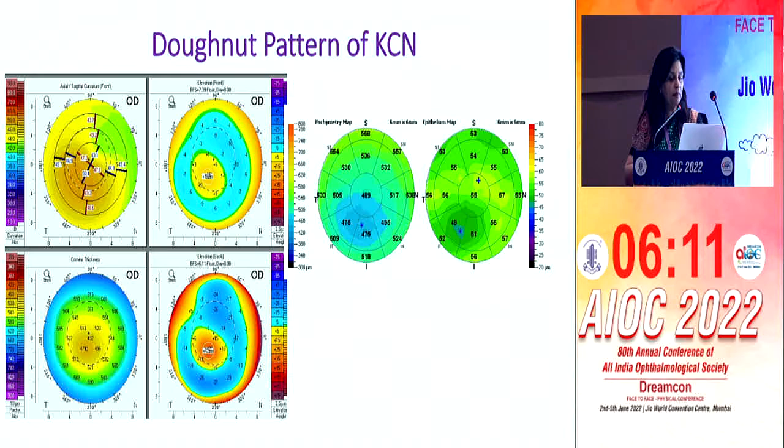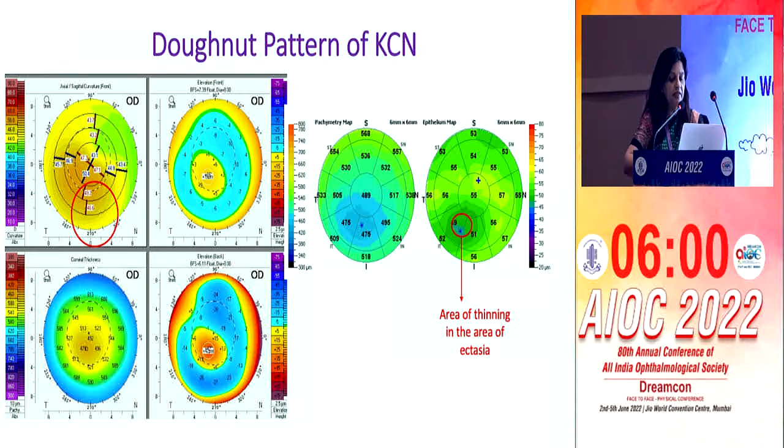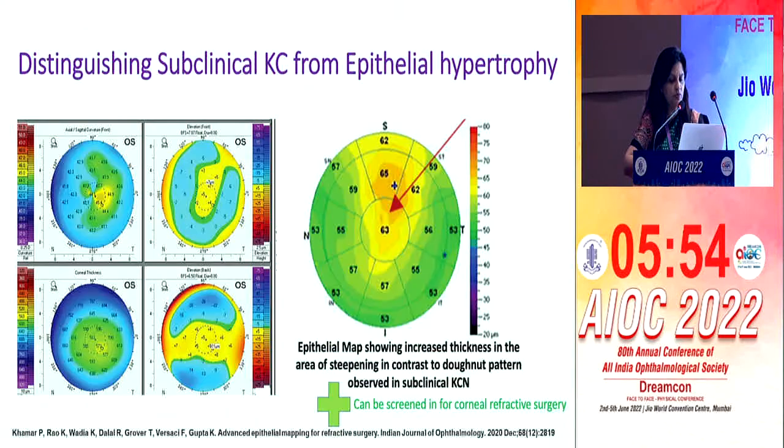Now this is the donut pattern of a classical case of keratoconus. You can see on the Pentacam map, and this is also highlighted in the epithelial maps where you have area of thinning in the area of ectasia, and subsequently surrounding the area of the epithelial thickening as well.